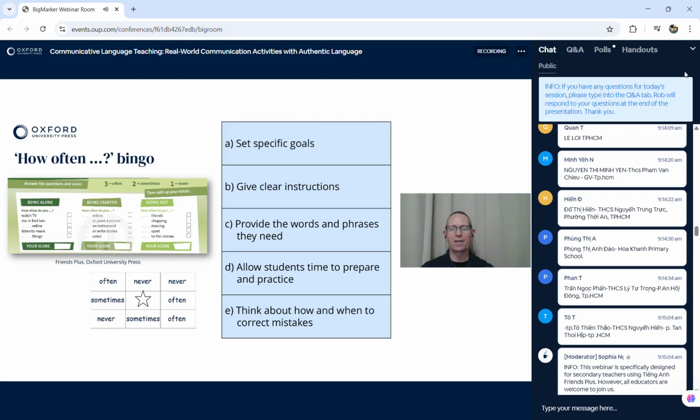As you can see, for how often bingo, we've got a specific goal. It's to make bingo. We looked at how to give clear instructions, the words and phrases that the students need. Again, the sentence stems are in the textbook. So Friends Plus gives you some very useful structured support there. We allowed students time to prepare and practice by making their bingo cards and thinking of some questions they could ask. And again, if you notice your students making mistakes when they're talking in their pairs, we're not going to interrupt here. We're going to do some post-activity correction.